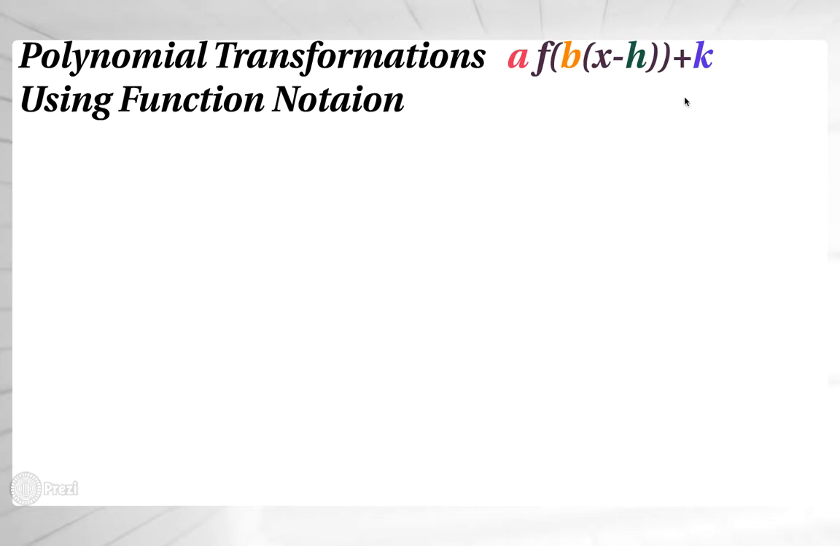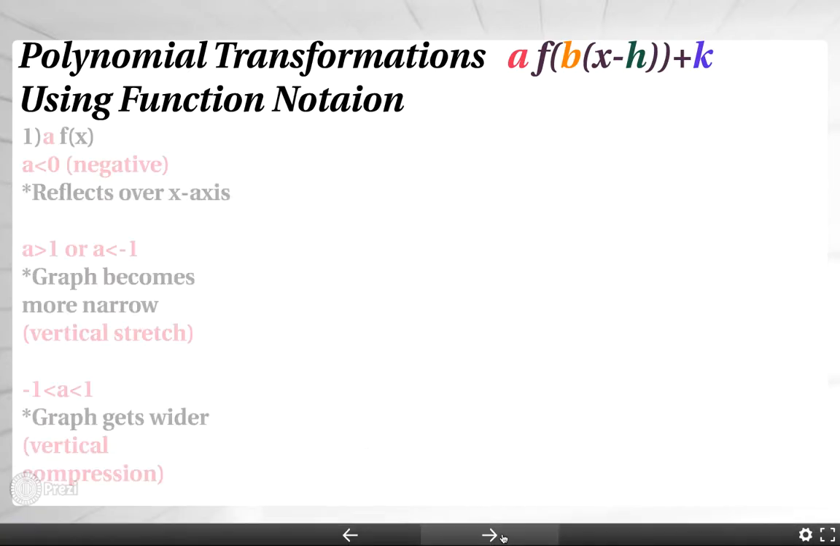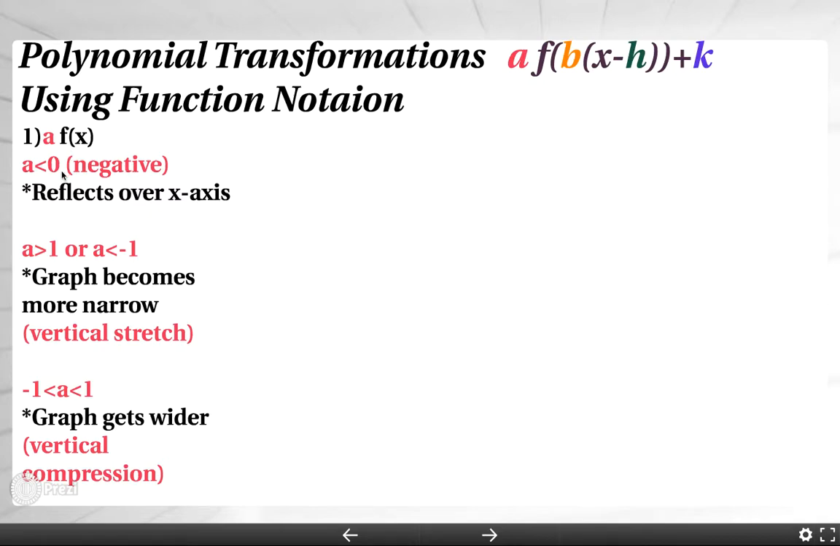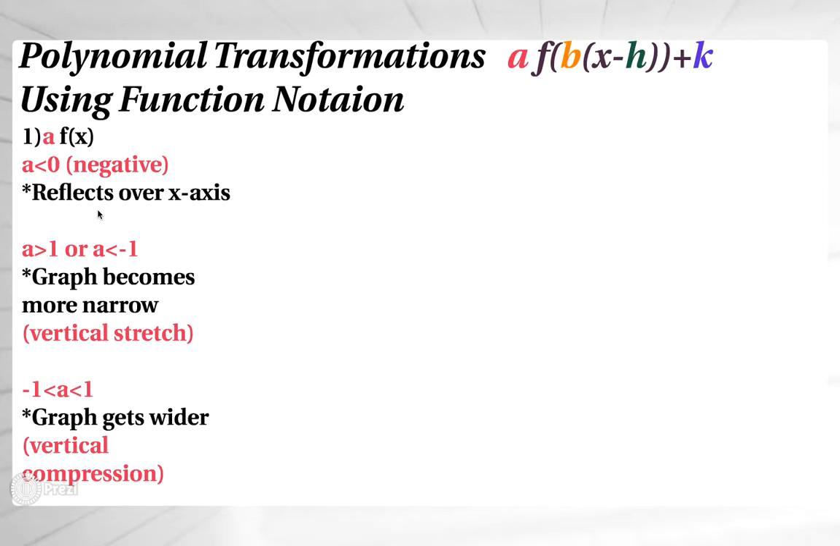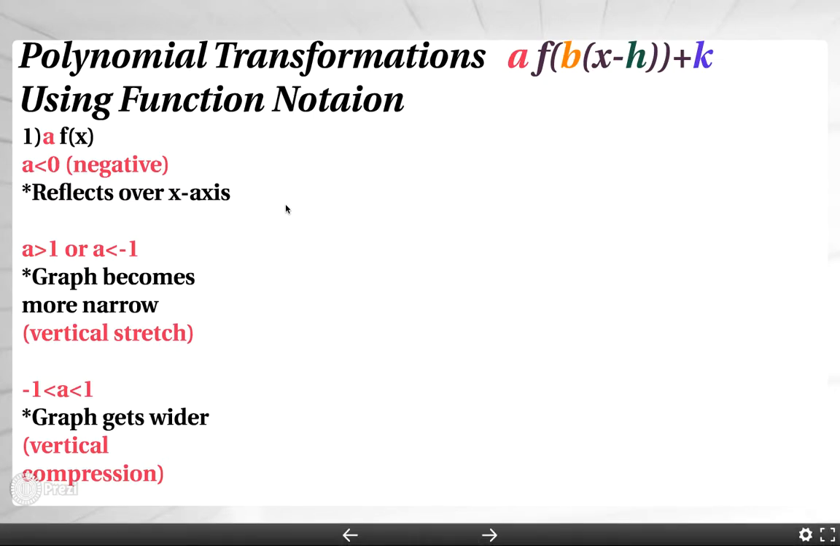So, the A value, think back to when we did logarithms, absolute value. Think about what the A value did, because guess what? It does the same thing. So when our A value is less than 0, which means negative, it will reflect over the x-axis. Remember you guys, the A value does everything vertical. So when you reflect over the x-axis, you're moving in a vertical motion to cross the x-axis.